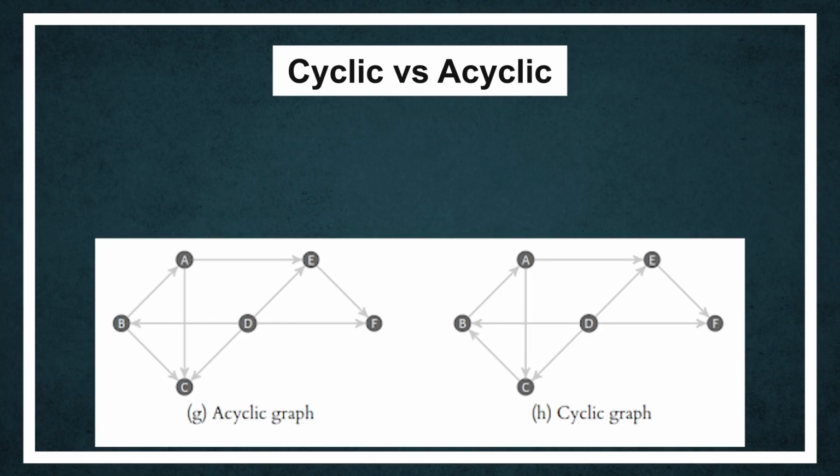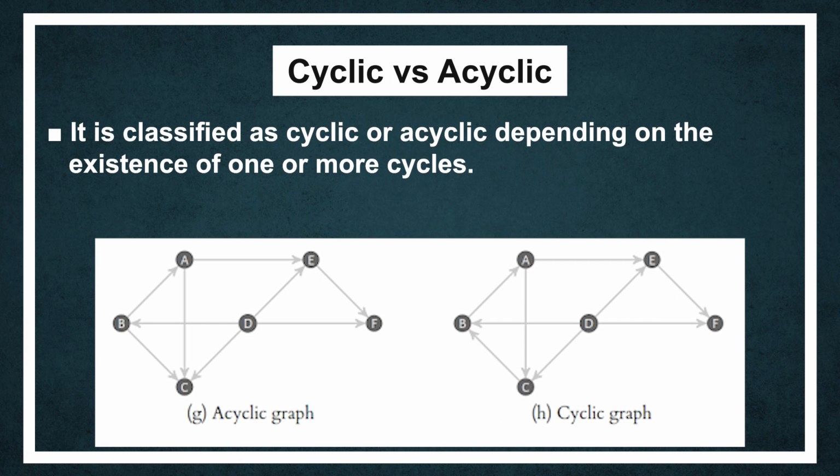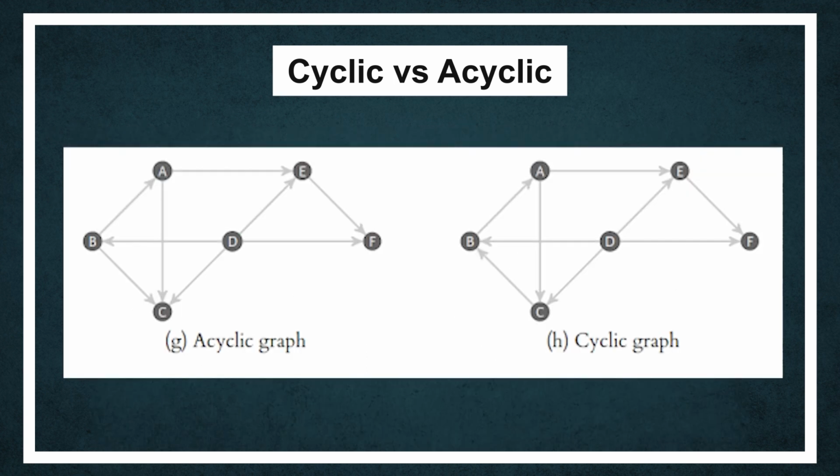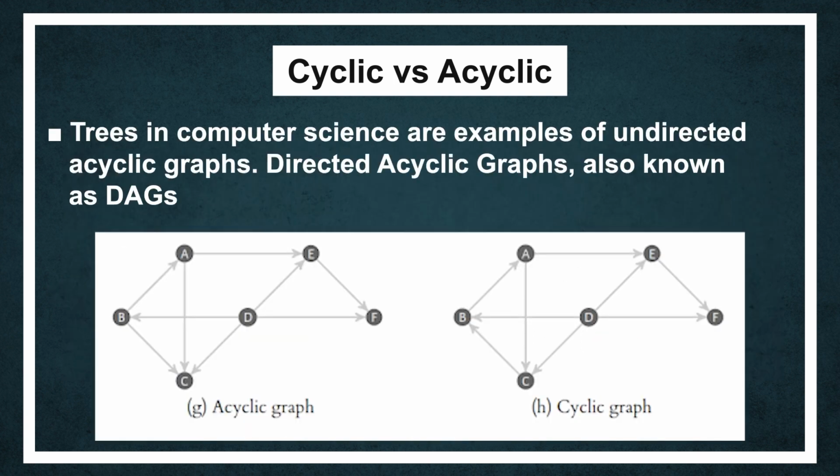Another category of graph is known as cyclic versus acyclic graphs. Graphs can be classified as cyclic or acyclic depending on the existence of one or more cycles. A cycle in a graph is a path from a node to itself. In the graph of figure H, there is a cycle involving nodes A, C and B. On the other hand, there is no such cycle in figure G. Trees in computer science are examples of undirected acyclic graphs. Directed acyclic graphs, also known as DAGs, naturally arise in many scenarios such as in scheduling problems.